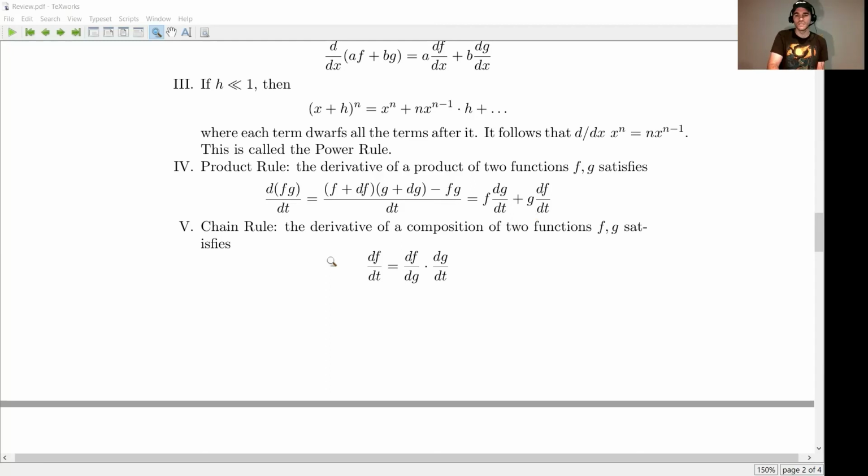The chain rule is how to take the derivative of the composition of two functions. So if you evaluate one function and then put it in the input of another function, if g is put into the input of f, then for this function, you take the derivative of f with respect to the input of g, and you get the derivative of f with respect to the function g times the derivative of g with respect to its input t.